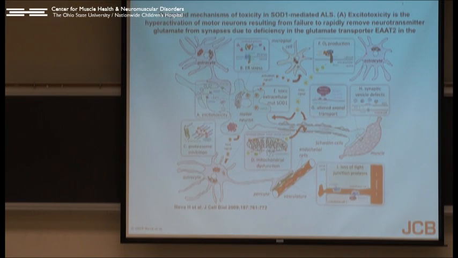So the proposed mechanisms of toxicity in, at least, SOD1-mediated ALS: excitotoxicity is the hyperactivation of motor neurons resulting from the failure to remove the neurotransmitter glutamate from synapses due to the deficiency of glutamate transporters in these mice, along with this host. And that was really why I put the glutamate there. This has been something that has been studied the most in ALS, this glutamate toxicity hypothesis.